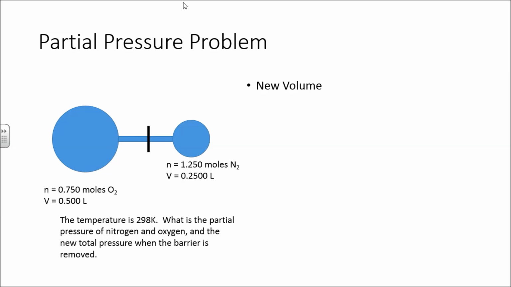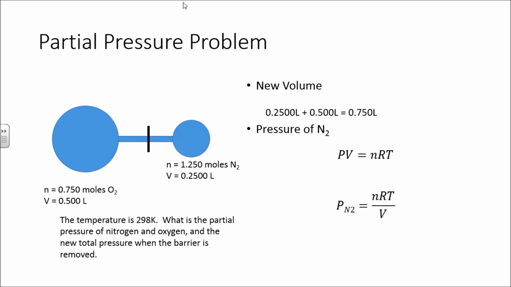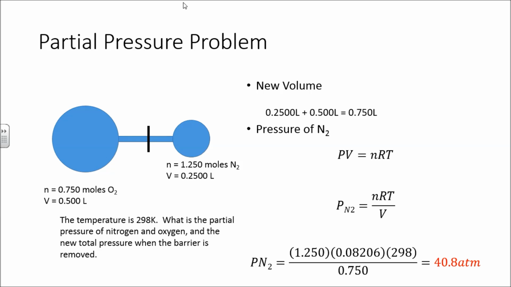Now let's do the same thing for nitrogen. Again, the new volume is 0.75 liters. So the pressure of nitrogen we can get from the ideal gas law, which we've rearranged to include just the pressure for nitrogen. Plugging in the things that we know, 1.25 moles multiplied by the same gas constant and the same temperature and divided by the same volume gives us 40.8 atmospheres. The thing to realize here is that the pressure here goes up largely because we have more moles of nitrogen.